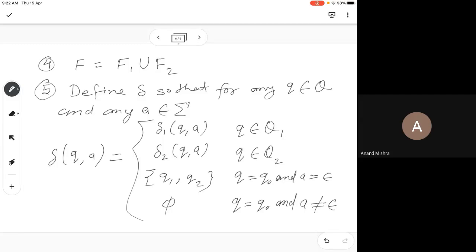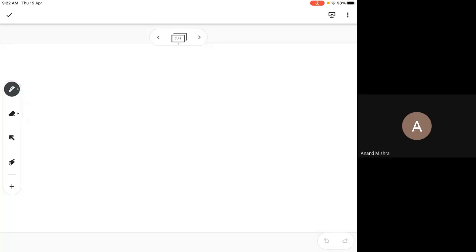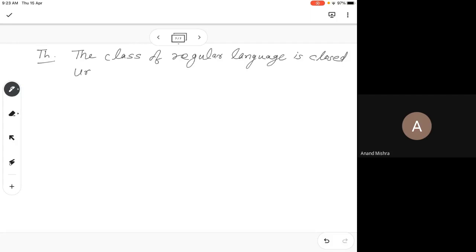So now let's look into another theorem, which says that the class of regular language is closed under concatenation operation. We could not prove this using DFA.